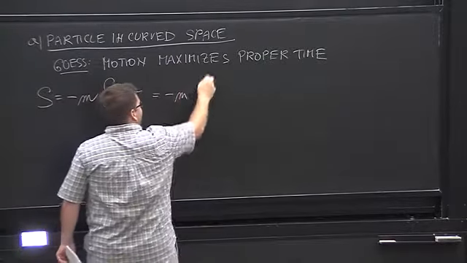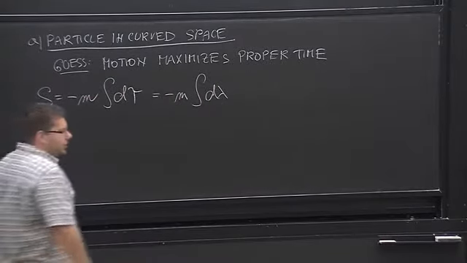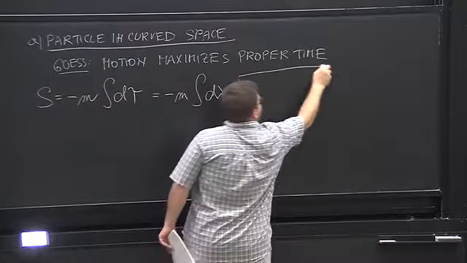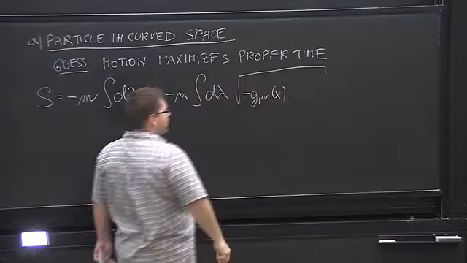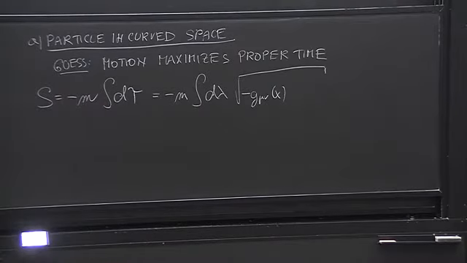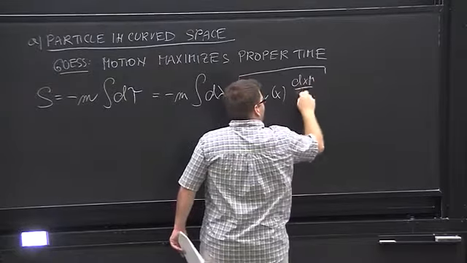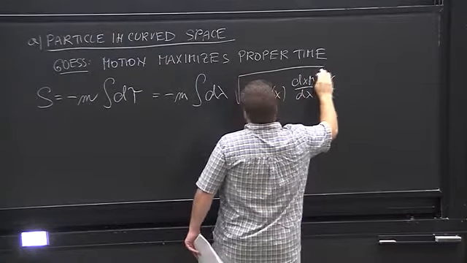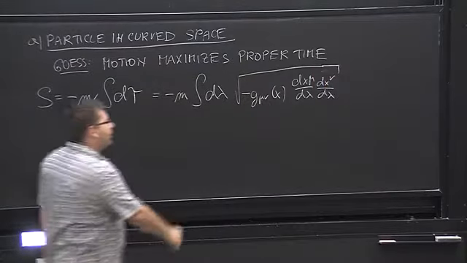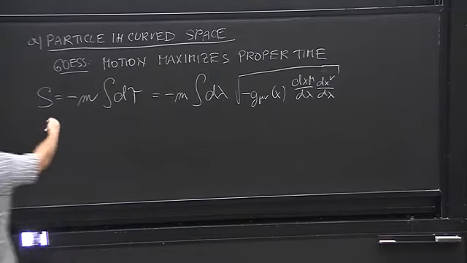So this is just minus m. Now I use an arbitrary parameter lambda, and then just write d tau. But now my space-time is curved, so it's minus g mu nu, which of course depends on x, the position of the particle, then dx mu over d lambda, dx nu over d lambda, and then d lambda. Okay, so this is our action, which we sort of guessed, but what else would it be than the proper time.